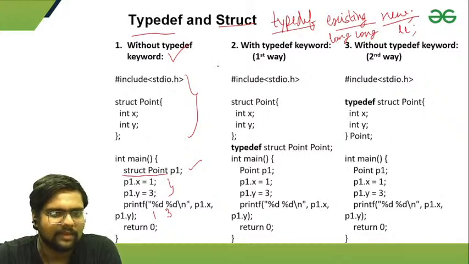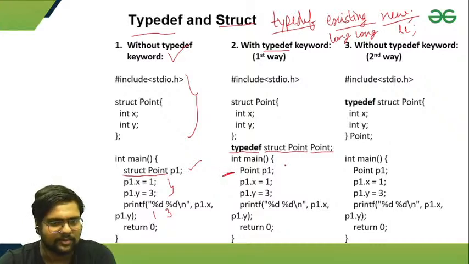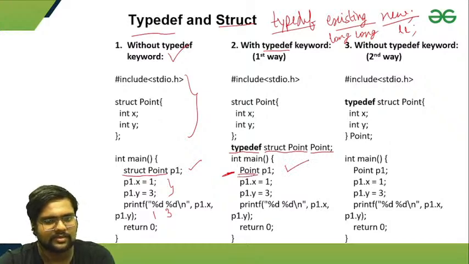But when we use the typedef keyword, we will replace this struct point by point. So we don't have to write struct again. It will reduce the size of the code, and it will also increase the readability of the code. We just have to write point only. Generally, most programmers use typedef to rename long names like this struct point, so it will be only point.